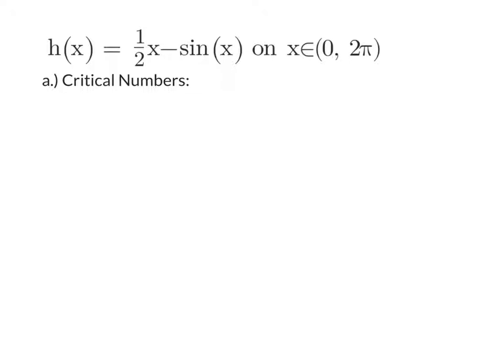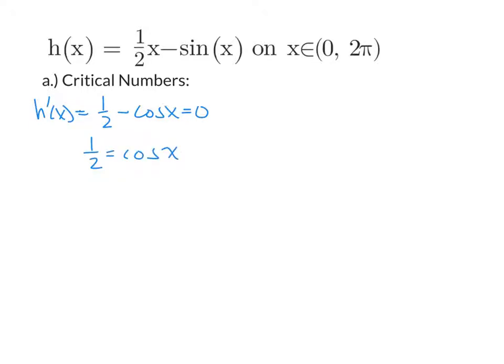All right, let's try finding maximums and minimums with the trig function, this time on an open interval. Because it's an open interval, we don't have to worry about endpoints being critical numbers. Instead, we're just, again, going to go back to the derivative. And the derivative of h is going to be 1/2 minus cosine of x. 1/2 minus cosine is never going to be undefined, but it will equal 0. That will be when 1/2 is equal to the cosine of x.